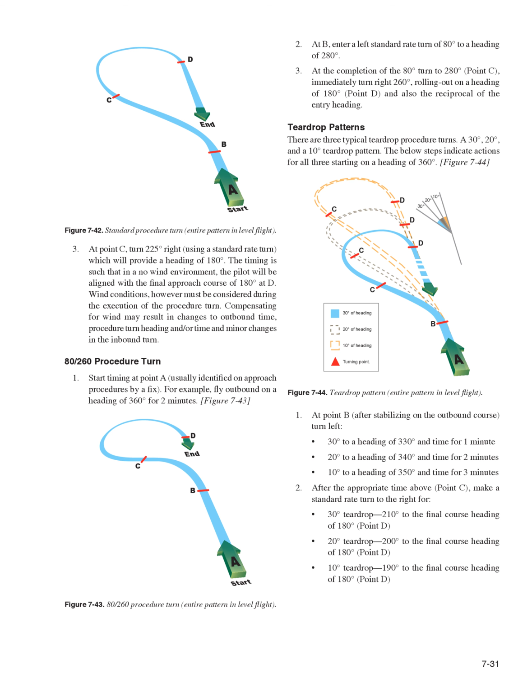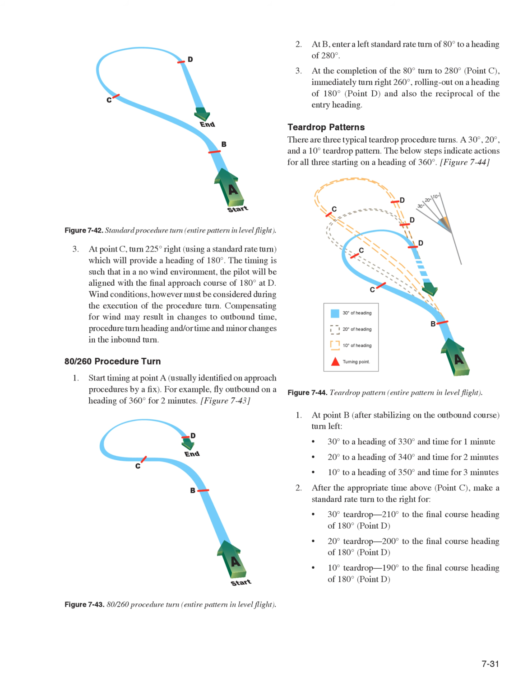TR Figure 7-42. Standard procedure turn, entire pattern in level flight. 3. At point C, turn 225 degrees right, using a standard rate turn, Figure 5-42, which will provide a heading of 180 degrees. The timing is such that in a no-wind environment, the pilot will be aligned with the final approach course of 180 degrees at D. Wind conditions, however, must be considered during the execution of the procedure turn. Compensating for wind may result in changes to outbound time, procedure turn heading and/or time, and minor changes in the inbound turn.